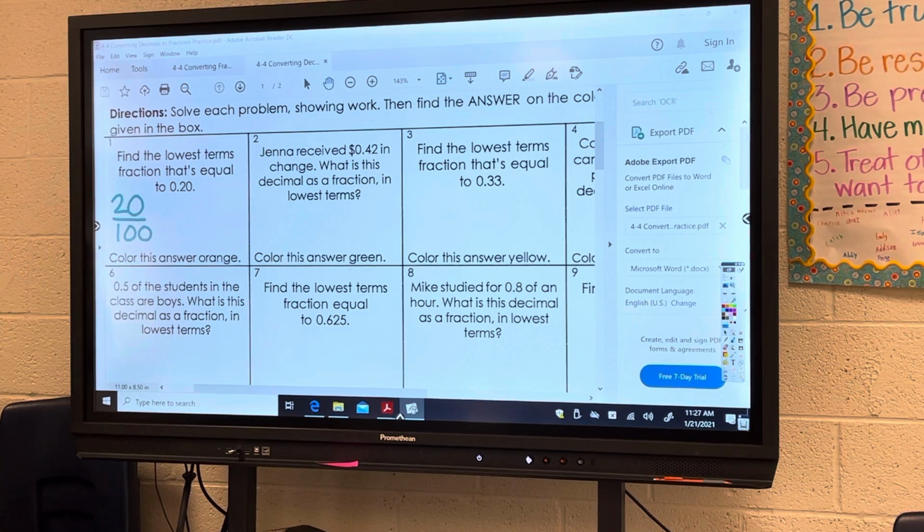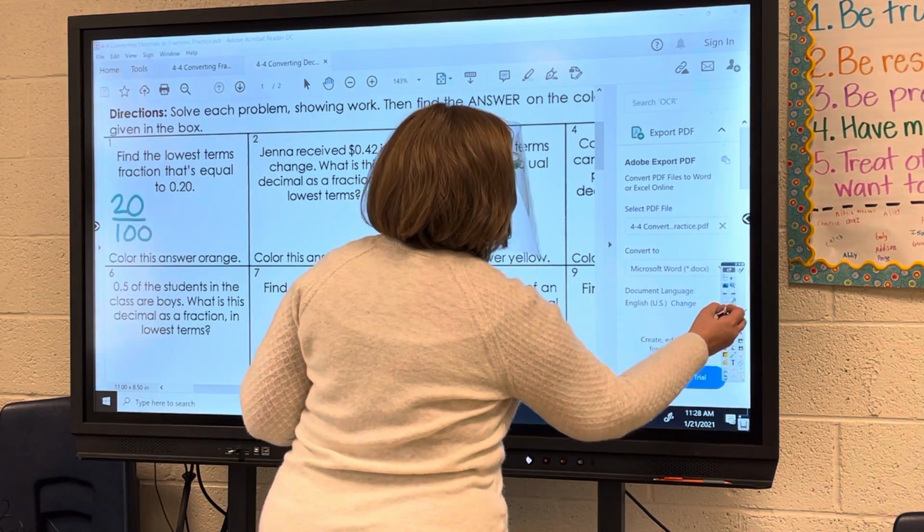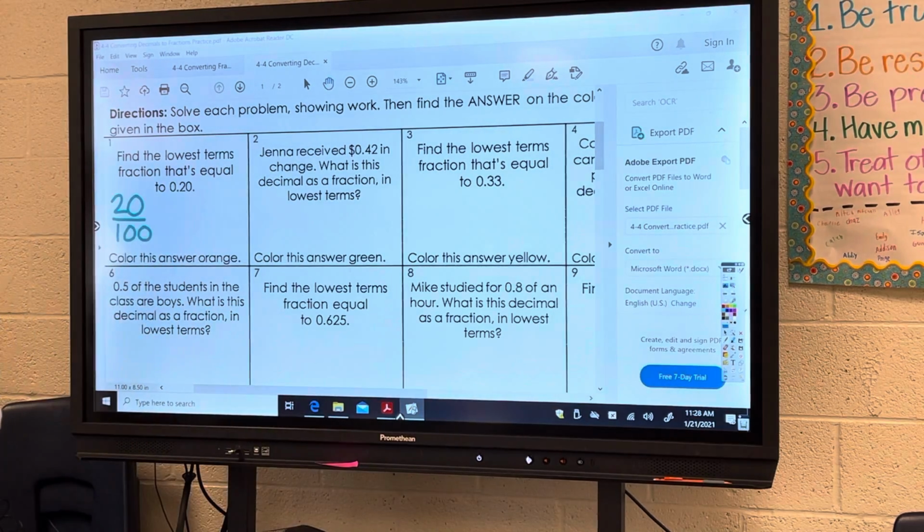Yes, ma'am. You have to simplify it, don't you? Yep. Now, I'm not going to count it wrong right now if you don't simplify it, but I would prefer for you to simplify it, okay? And on the back, if you want to check your answer, it must be simplified, okay? If you don't simplify it, that's going to say to me that you don't know how to simplify it, and that's something that we need to work on, okay?